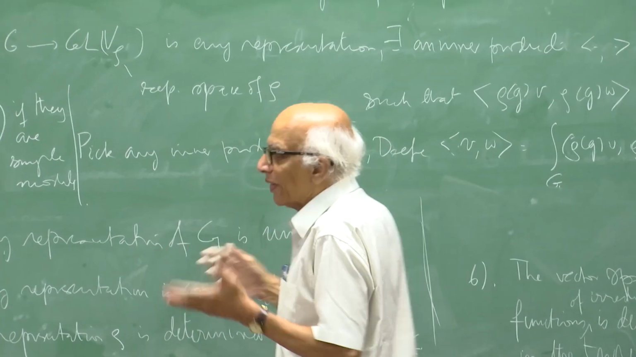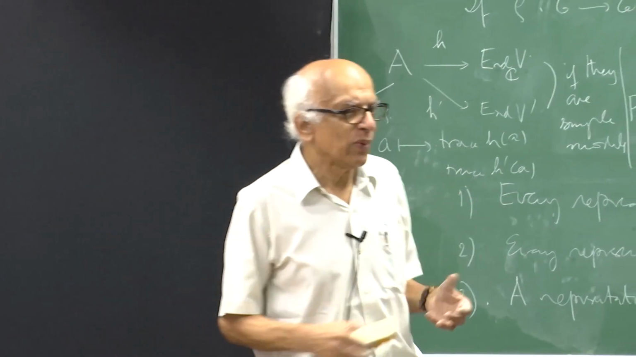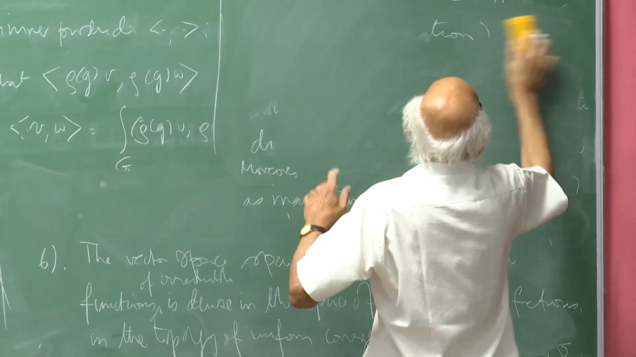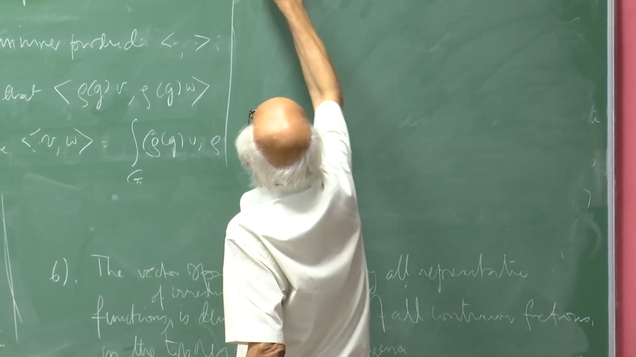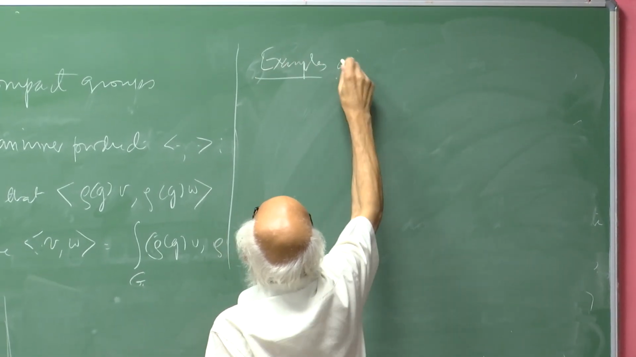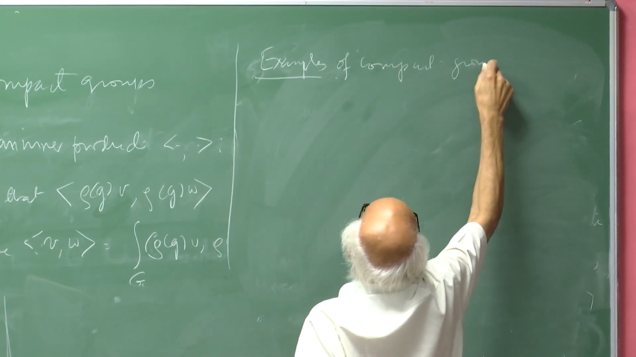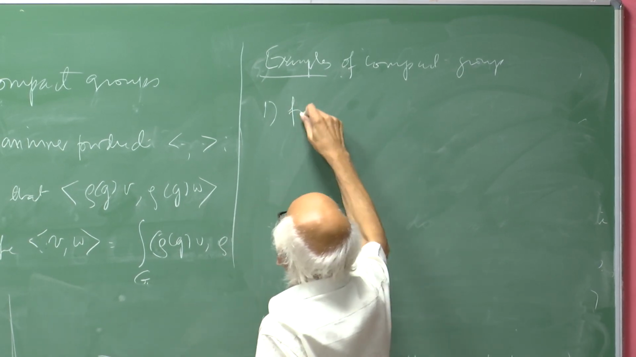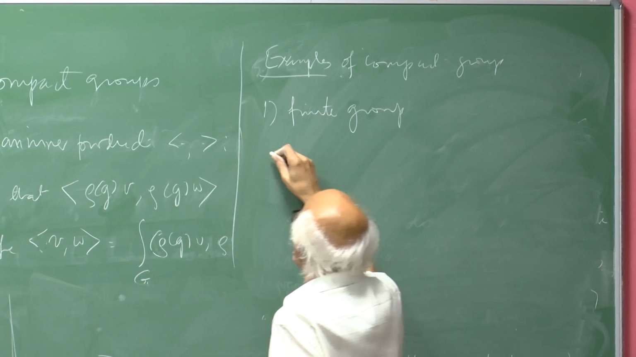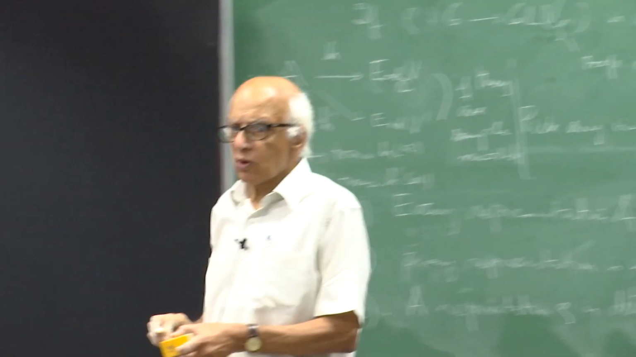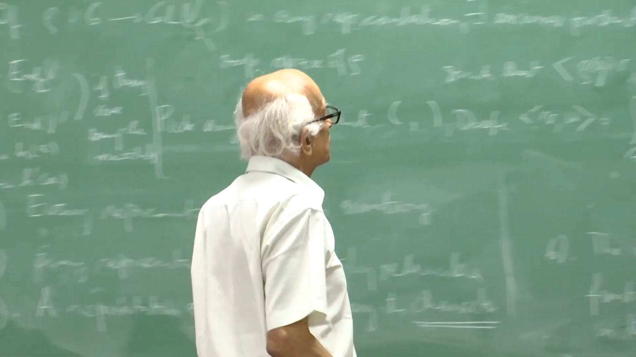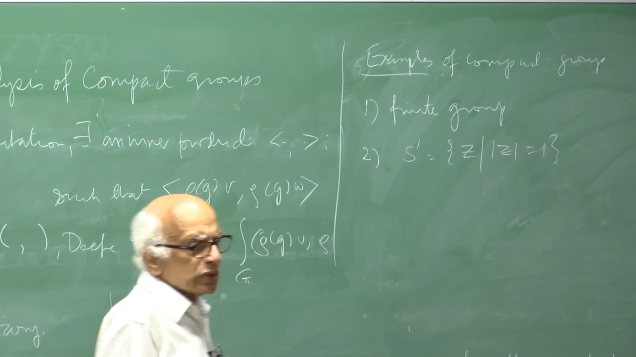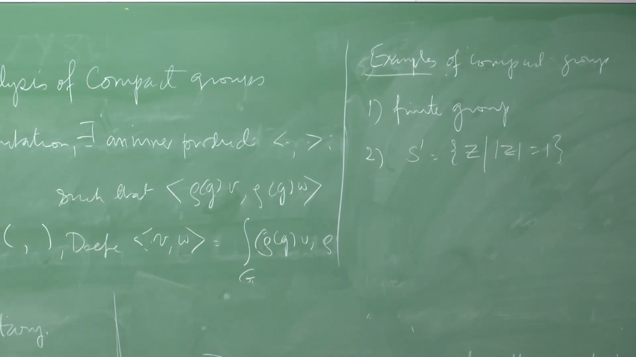Well, I've been talking about compact groups without giving a single example. What are examples of compact groups? Of course, the trivial group is compact, but any finite group is obviously also compact. The first non-finite compact group you come across is the circle, which is also the unit interval with endpoints identified, the circle group.